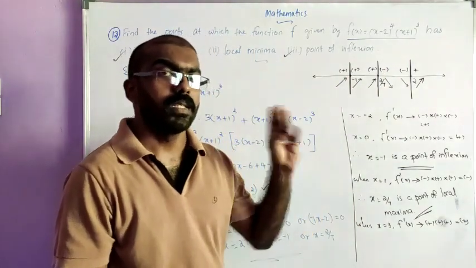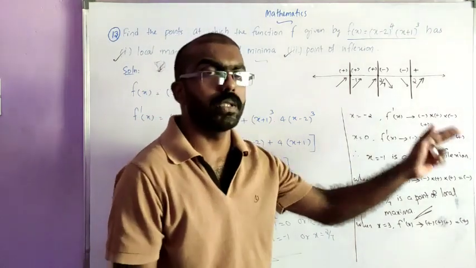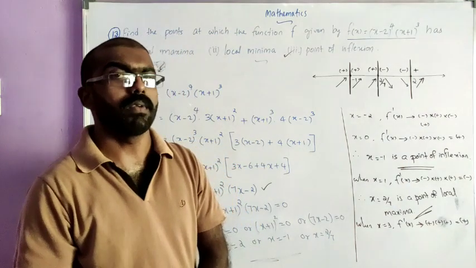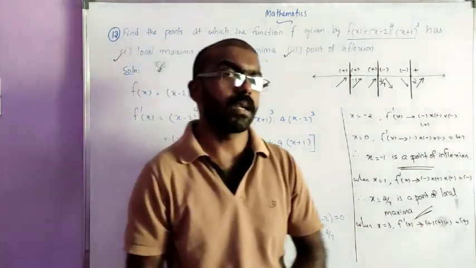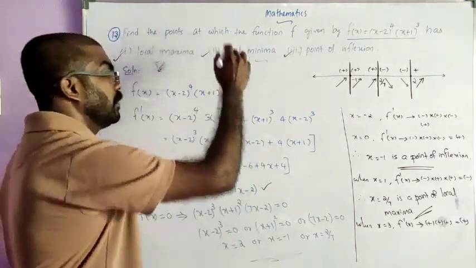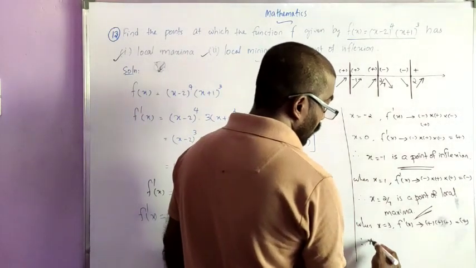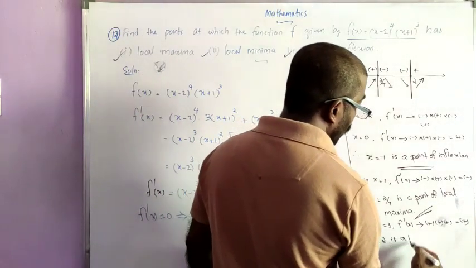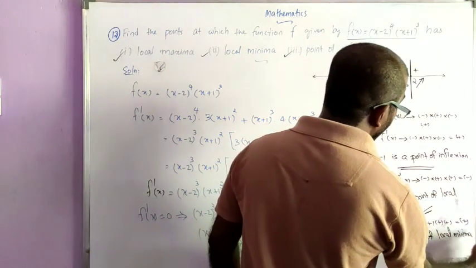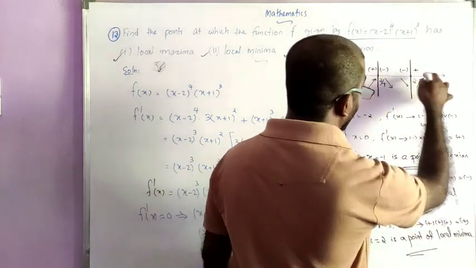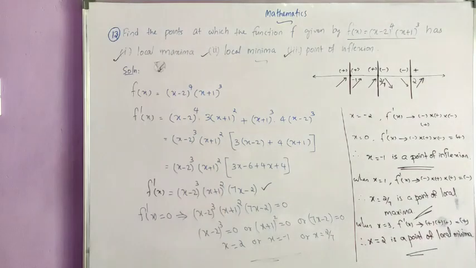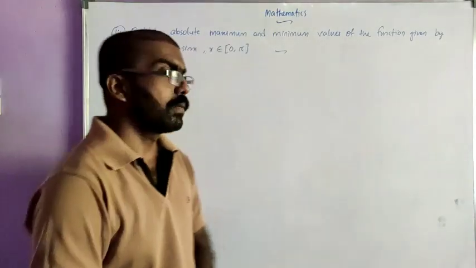f dash of x changes sign from negative to positive as x increases through the point 2. So what can we conclude? By first derivative test we can conclude x equal to 2 is a point of local minima, since f dash of x changes sign from negative to positive as x increases through 2. Clear? Now we move on to question number 14.